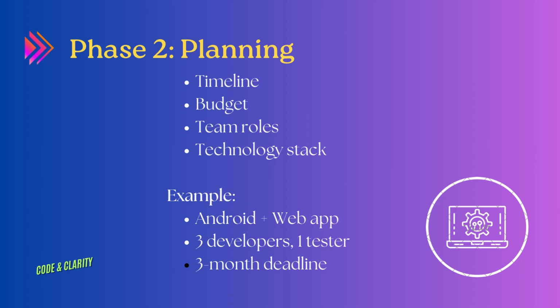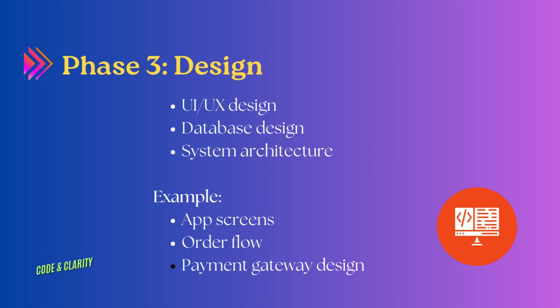Next, come to the design phase. Here we don't write code, we design how the software will look and work. This includes the UI UX design, database design, and the system architecture. So for our food app, app screens like login, menu, cart, then the order flow, then the payment gateway structure. A good design will make development much easier as well as faster.